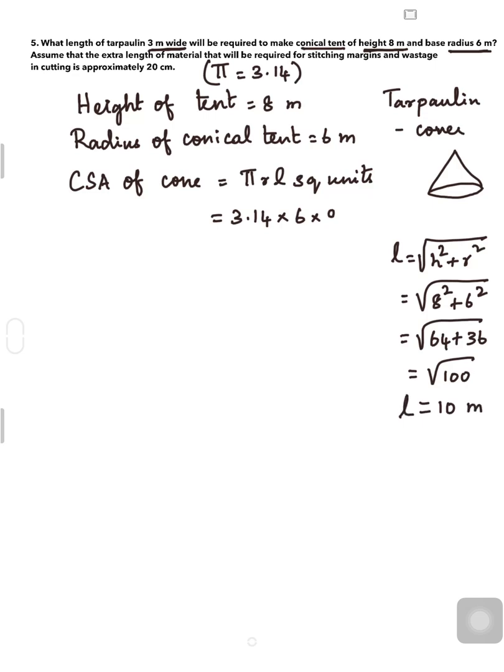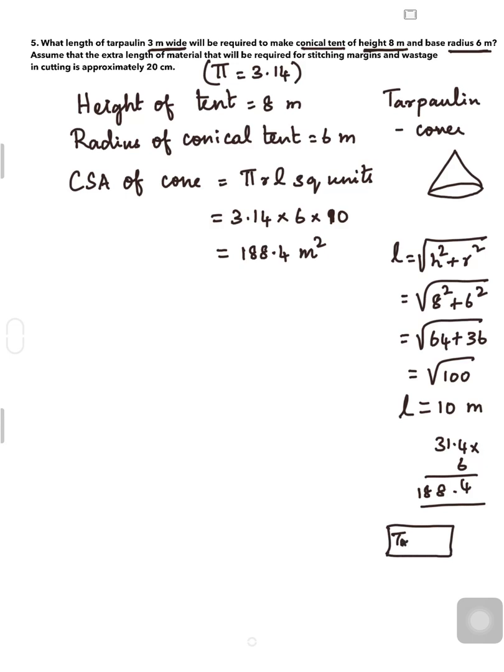So what is slant height of the cone? 10 meter. So in the place of L, what you should substitute? 10. Now we multiply 3.14 into 6 into 10. So it is 31.4 into 6, you get it as 188.4 meter square. So this much of tarpaulin is required.